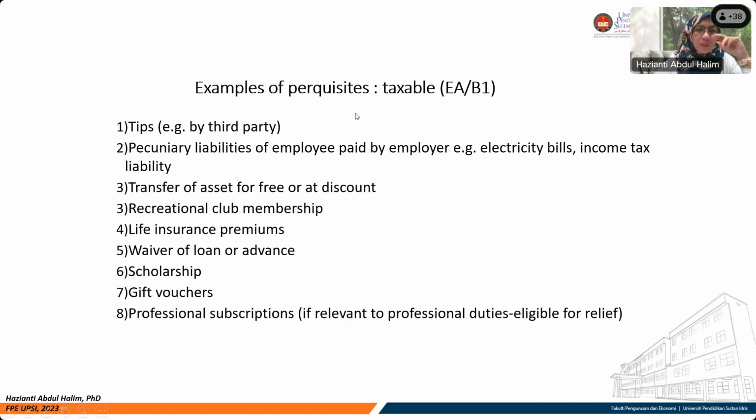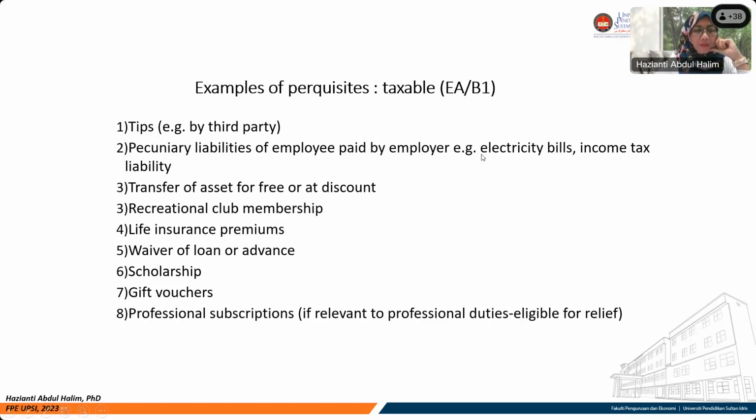Okay, other types of perquisites are also taxable. When they are there, this B1, it will appear in our EA form. Sometimes the employee might get tips from a third party. So a third party gives tips, gives commission. That is counted as perquisite.